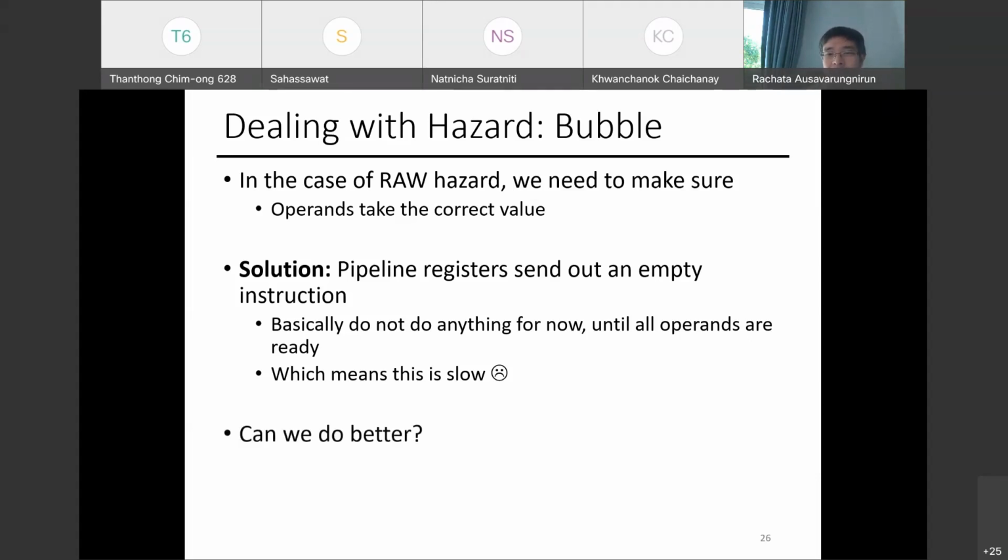Can we do better? So when is the earliest that I'm going to know the result of an add or multiply?